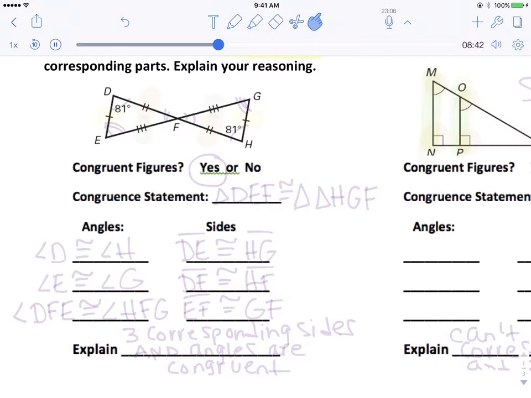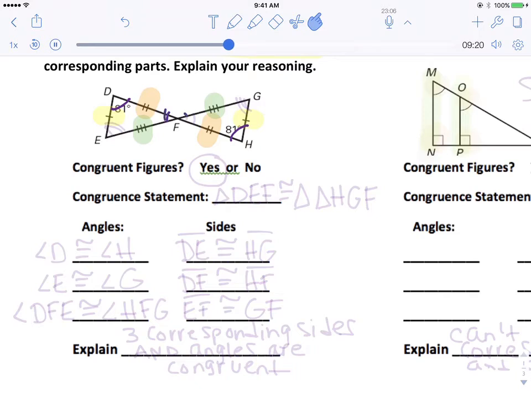In this example, I can clearly see that my sides, those two sides are marked congruent. Then I have 2 dashes to 2 dashes, so those two sides are congruent. And then I have 3 dashes to 3 dashes. So I can see that the 3 sides are congruent. Then I want to take a look at my corresponding angles. So we can see that D and H are congruent because they have the same measurement.